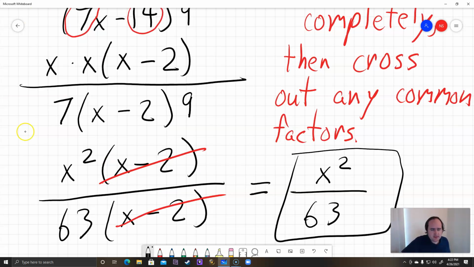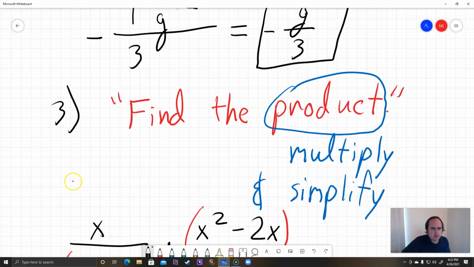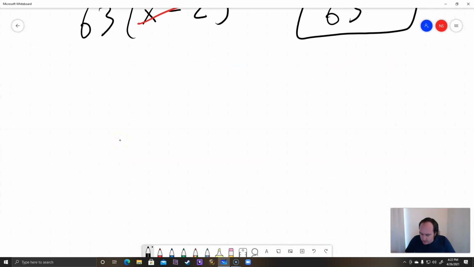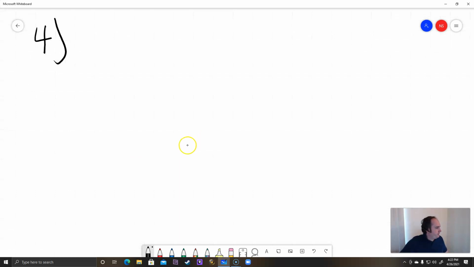So that one we just did was example number 3. So let's take a look at example number 4. For example number 4, we've got something that looks a lot more complicated, and it is more complicated.